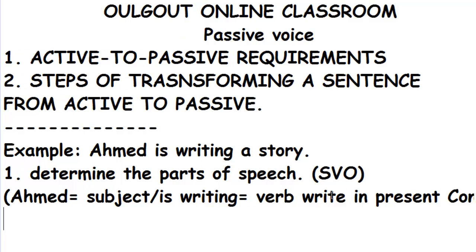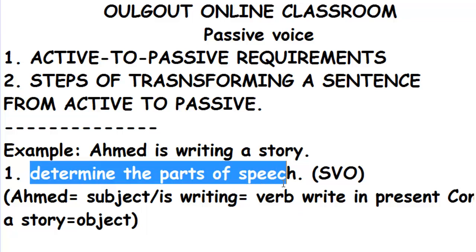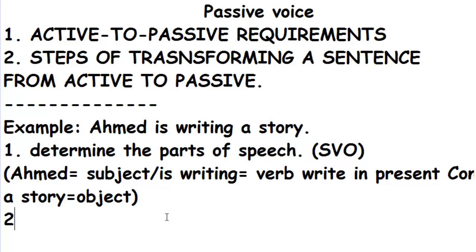Let's move on to a story. He's writing what? He's writing a story. So a story here is the object. Here we have one object. Sometimes you may have certain verbs like give, offer, present, and all the synonyms, and this kind of verb might have more than one object, of course two objects, direct and indirect objects. Anyway, these are the parts of speech, and this is the first step: determine the parts of speech. Great.